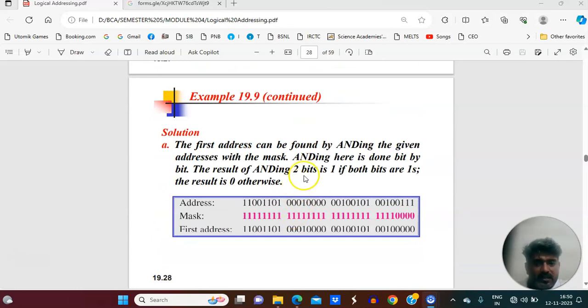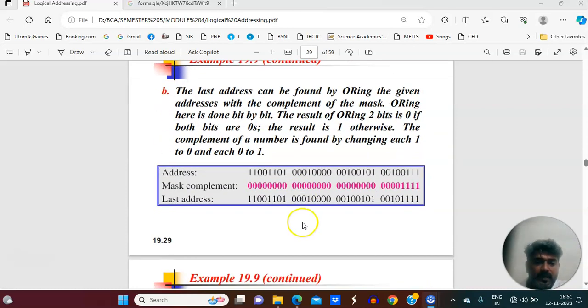The first address can be found by ANDing the given address with the mask. ANDing here is done bit by bit. The result of ANDing two bits is 1 if both bits are ones, and the result is 0 otherwise. So when you AND a given IP address with the network mask, you always get the first address of the block. Similarly, the last address of the block can be found by ORing the IP address with the complement of the mask.